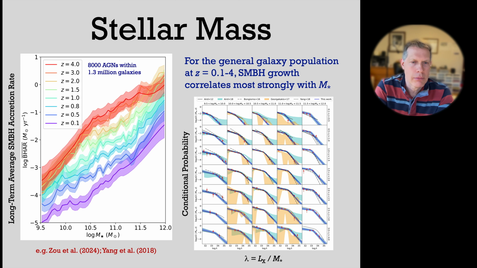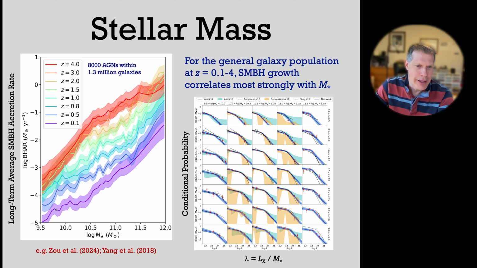So one thing that rather immediately emerges is that for the general galaxy population, and this runs all the way from low redshifts down to 0.1 all the way up to redshifts of 4, we find that supermassive black hole growth correlates most strongly with stellar mass. You can see this here, for example. So this plot is showing the long-term average supermassive black hole accretion rate derived via that averaging process that I talked about previously versus galaxy stellar mass. And you can see there's very strong correlations across a wide range of redshifts between galaxy stellar mass and long-term average supermassive black hole accretion rate. And this spans orders of magnitude.